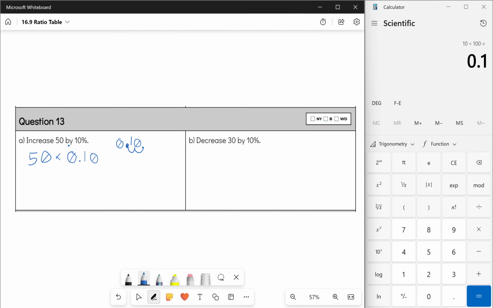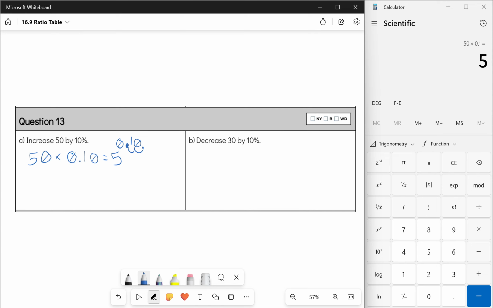So 50 times the decimal version of the percent, this is going to tell us what 10% of 50 is, because we want to increase our base number 50 by 10% of itself. So let's see what that is. 50 times 0.10. I'm going to put it into my trusty calculator. 50 times 0.10 gives us 5. Okay, so 10% of 50 is 5. But that's not our answer. Not yet, because it wants us to increase 50 by 10% of itself.